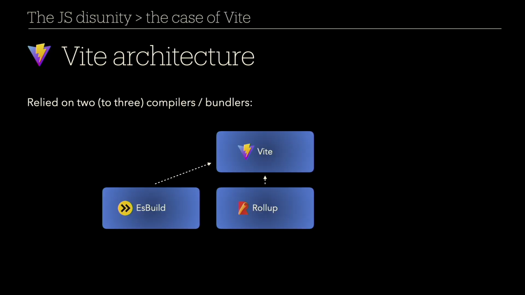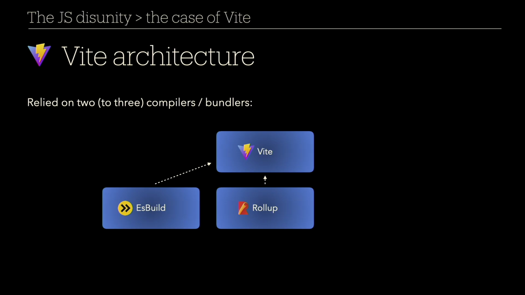In the case of Vite, Vite relies on 2 to 3 compilers, bundlers. Just a short note about compilers and bundlers: some of the tools, like ESBuild, do a bit of both, bundling and compiling. Let's just agree that for the rest of the talk, I will speak about bundlers, but it might also designate tools which are able to do compilation, transpilation, and so on. I just like to avoid saying bundler, compiler, and so on every time. So let's agree that we call all of them bundlers.